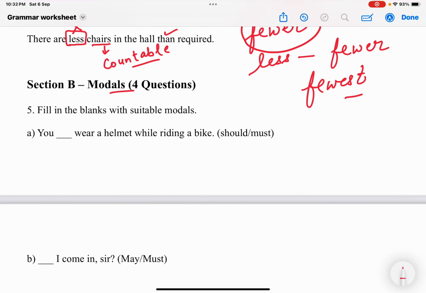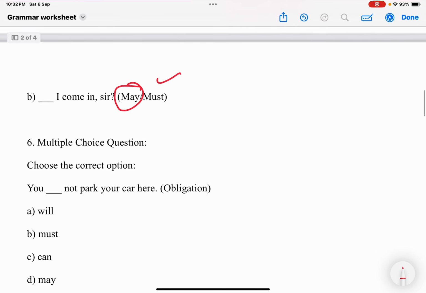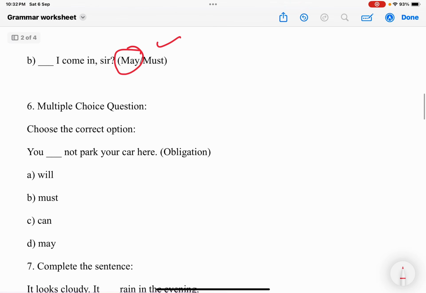Next topic is modals, and we are to fill in the blanks with a suitable modal. First one is you dash wear a helmet while riding a bike. So should or must, here it is a rule that is to be followed. Otherwise, we would impose a penalty. So must is the correct answer. Whenever rules and regulations are given, we are to use must. So next one is dash I come in, sir. This one is very easy. So may is the correct answer, asking for permission.